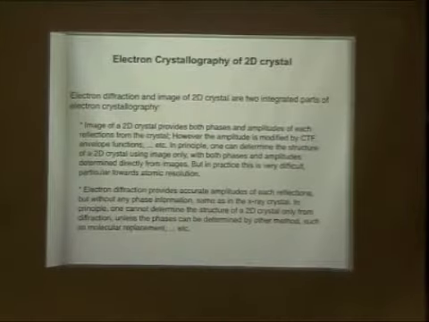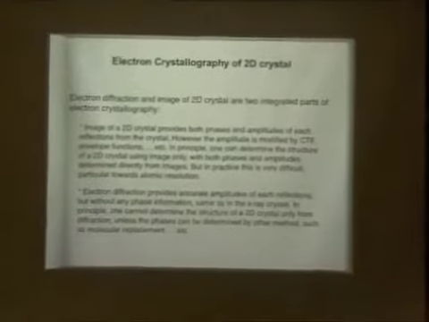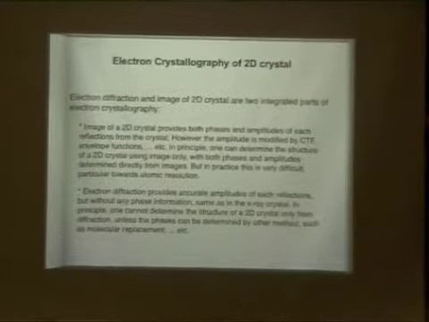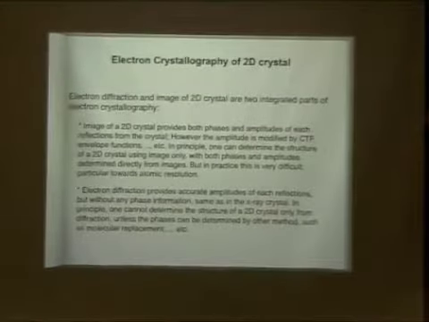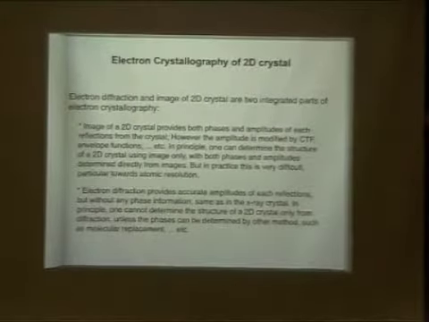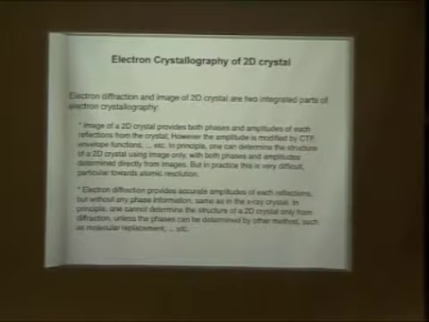If you only have the electron diffraction, then you won't be able to determine the structure, simply because in electron diffraction you lose all the phase information. You don't have the phase. So unless you can use other methods, such as molecular replacement, or another way to get the phase for the diffraction, you cannot really determine the structure by diffraction alone. So that's the limitation of diffraction.